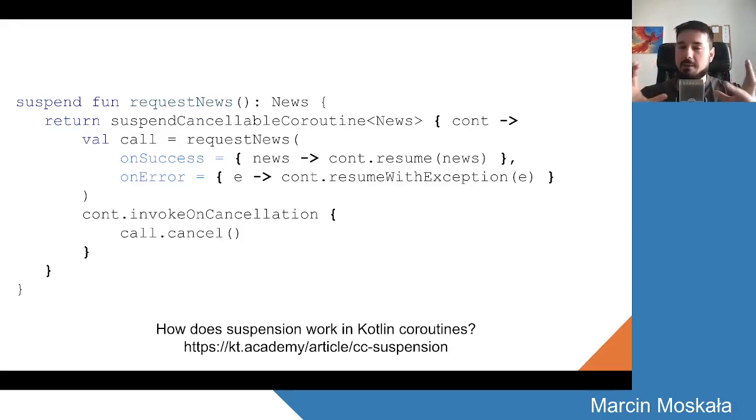Coroutines give us a very, very good cancellation mechanism, but on our wrappers around callback functions, we should also set up this invoke on cancellation to cancel the callback call in case of coroutine cancellation, so that we are not wasting resources, so that we are not waiting for data that are not needed anymore because they will be ignored anyway. Okay, so this is how we wrap callback functions.